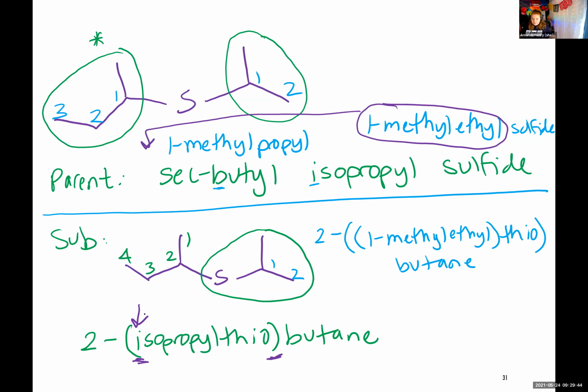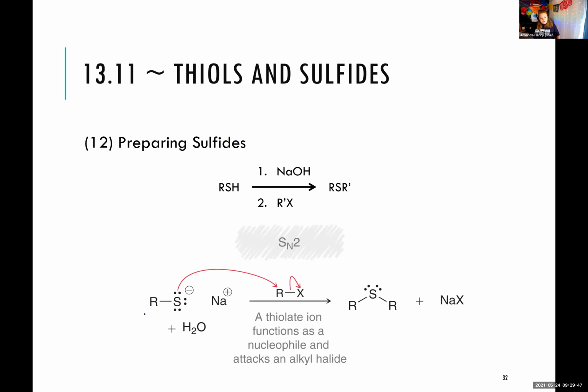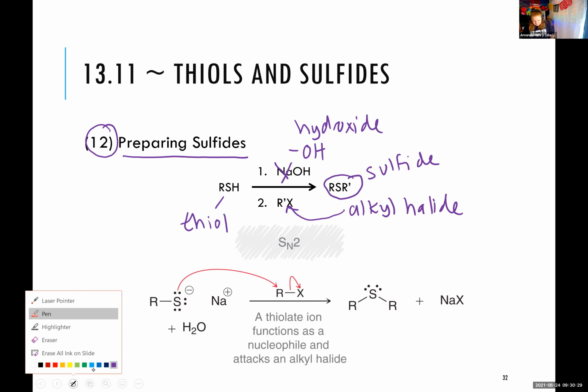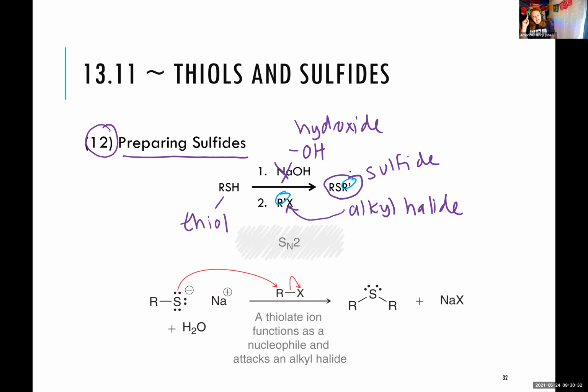All right. Sulfide reactions. So first, how to make them. Reaction number 12, preparing sulfides. We're starting with our thiol. And in 2 steps, we're going to react it with some hydroxide. Don't really care about that sodium. And then in the second step, we're reacting it with an alkyl halide. And we make our sulfide. So notice that the alkyl halide has the little tick mark on it.